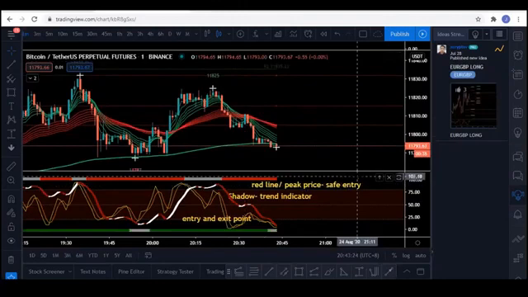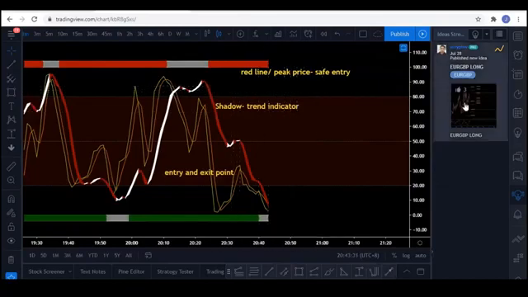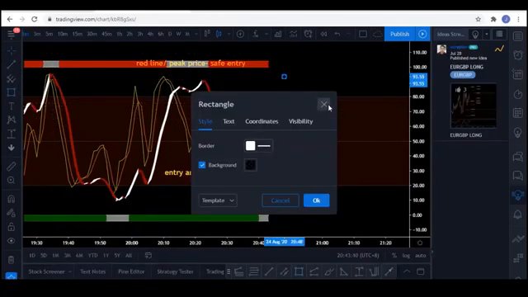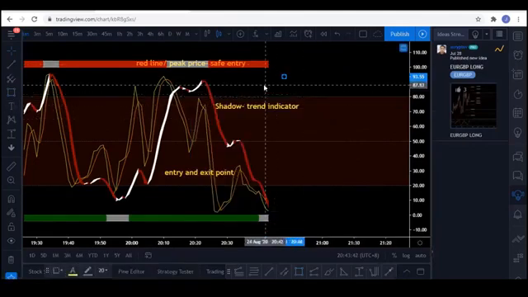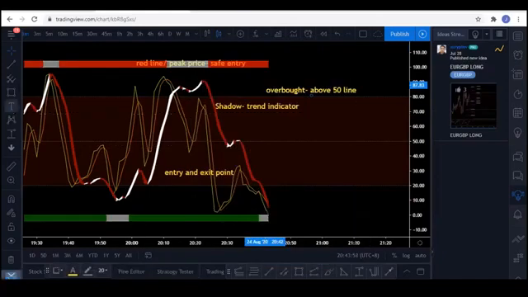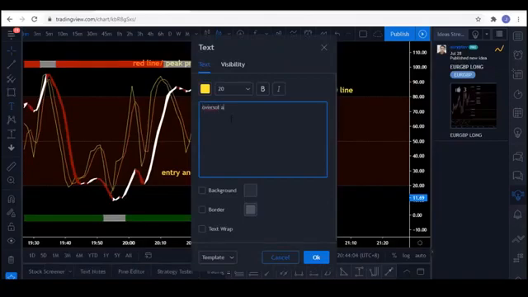Okay, what else can we see in our shadow? This is our overbought area, above 50 line, overbought. Above 80 line, that is our overbought area. And we have our oversold area, oversold, below 20 line.